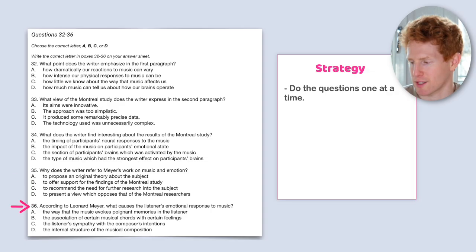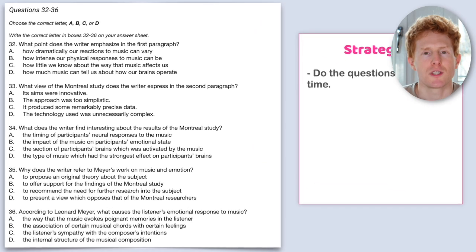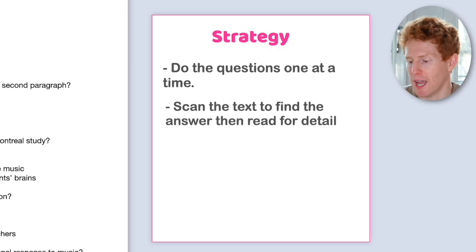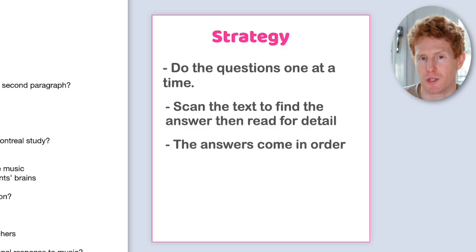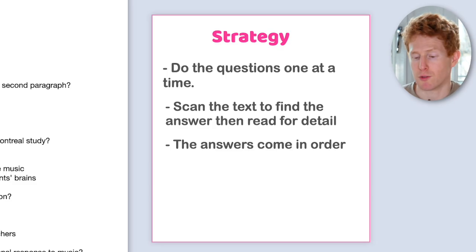and then 36. What you're going to do to find the answer is to scan the text, and when you scan the text, you'll locate the answer and you'll read that section in detail to choose the correct answer. Now remember, the answers come in order. So if you have number 32 and you have number 34, but you don't know the answer for number 33, you just need to look for the text between 32 and 34.